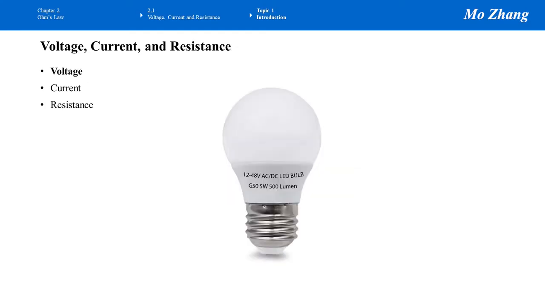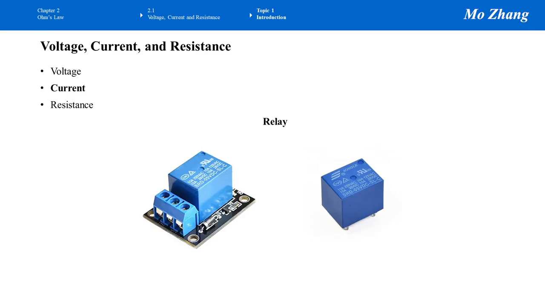This is another example. The light bulb shows voltage. The label shows this light bulb works between 12 to 48 volts. The second quantity is the current. Some electronic devices also label the current they can handle, such as these 2 devices, which are called relays. A relay is an important electronic device that we can use to control current flow.